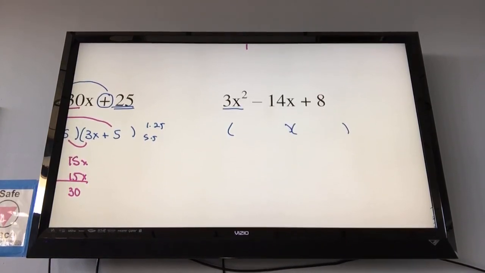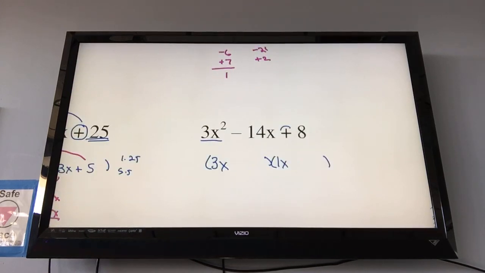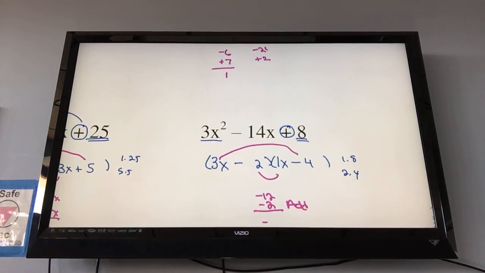3x squared, 1 choice. 3x and 1x. Can we just try doing this one? Is that the one I just tried to do? Yeah. No, it's different. It is? Mhm. Just this. Positive at the end means minus minus. Oh, my bad. And then 8 can be 1 times 8 or 2 times 4. Let's try that. Outer times outer, negative 12. Inner times inner, negative 2. Add these together, and I've got my negative 14.